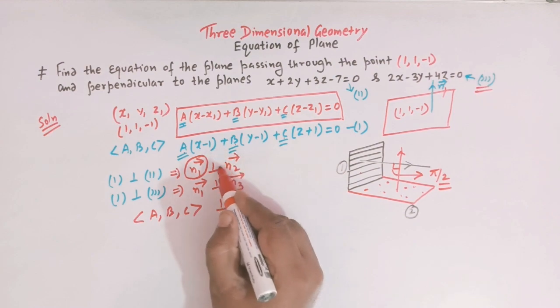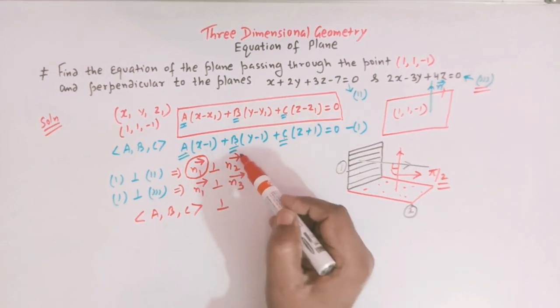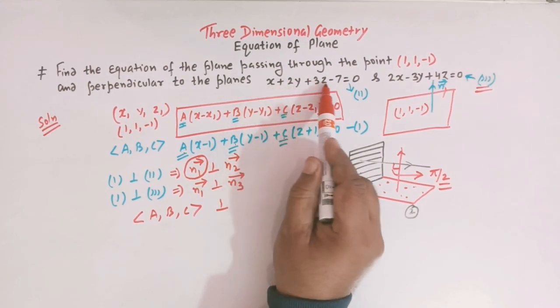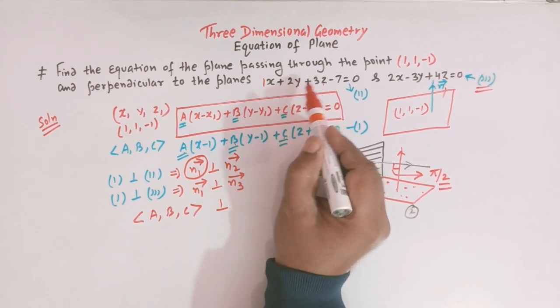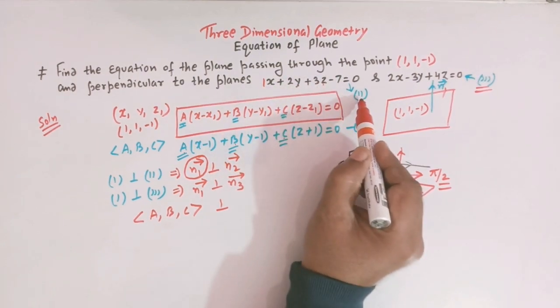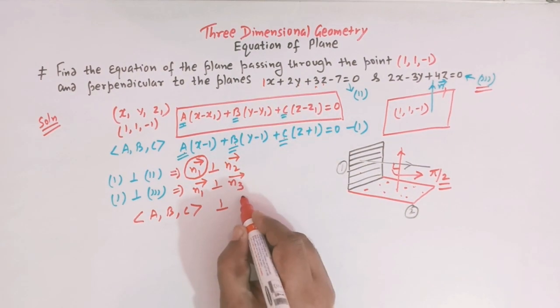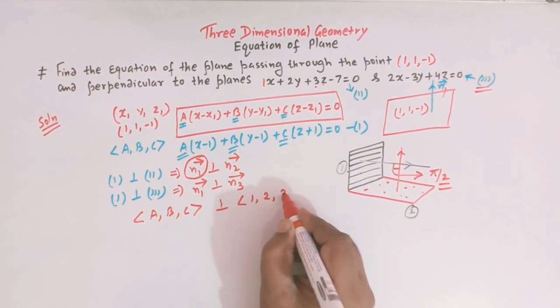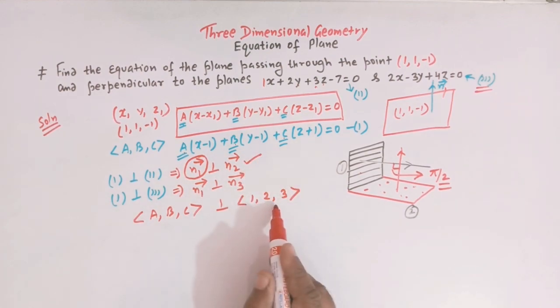And the direction ratios of n2 vector, right? So n2 vector is the normal vector to this plane, so the coefficients of x, y and z are the direction ratios of the normal vector to this plane, right? And these are 1, 2 and 3, right? So from here we got this, right?